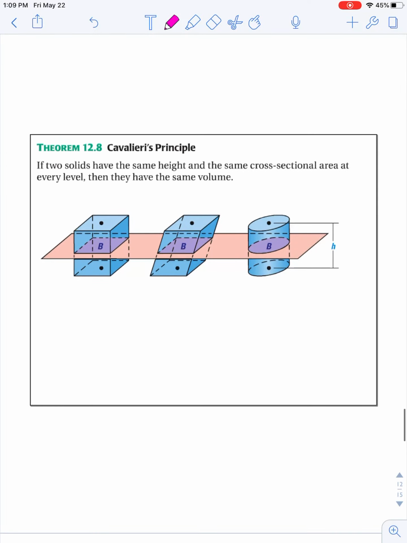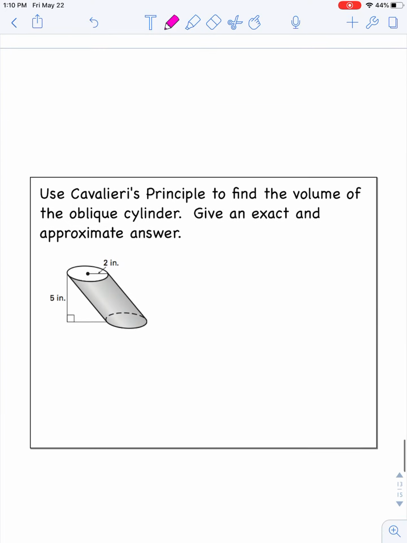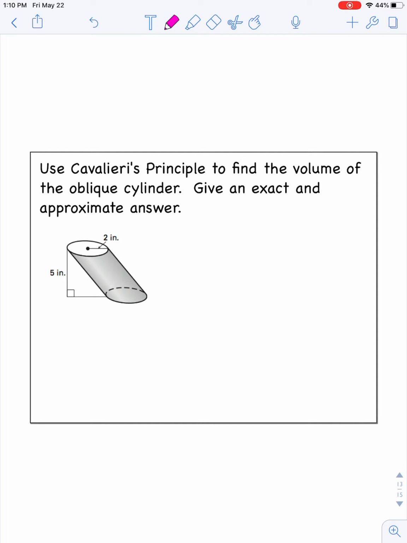So there is something called Cavalieri's principle, and basically it says if two solids have the same height and same cross-sectional area at every level, then they're going to have the same volume. And so really what this guarantees is that if we have a cylinder, or prism, that is not right, we can still calculate the volume the same way. So if we were going to calculate the volume here, we would do the same thing we've been doing because Cavalieri's principle guarantees that it will have the same volume.